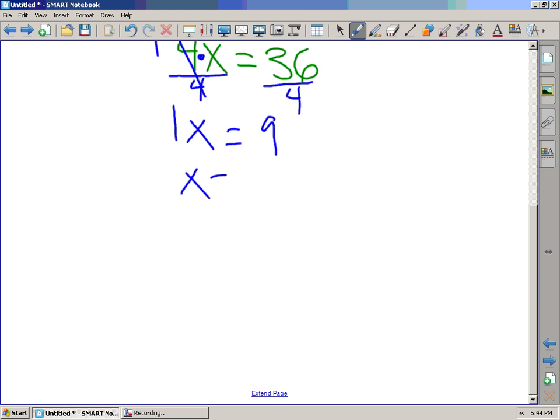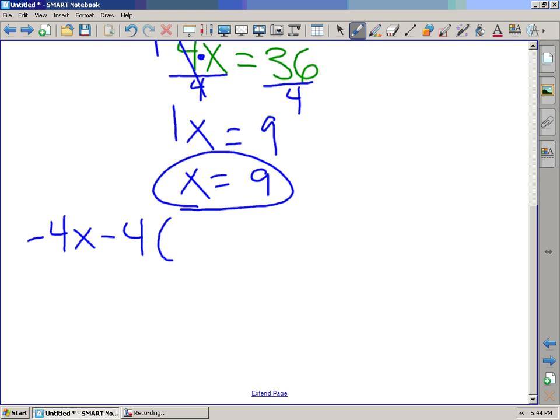You do not need that coefficient 1. Normally you just write x. So we have x equals 9. The next step is to check your work, because when you're doing problems like this, where you have multiple steps to do, it's easy to make a mistake. So we want to check and make sure that we did it properly.